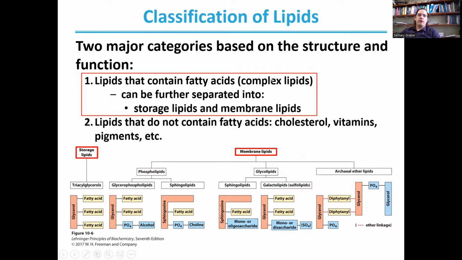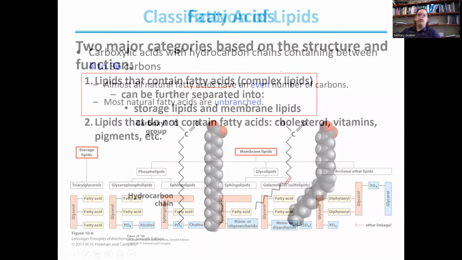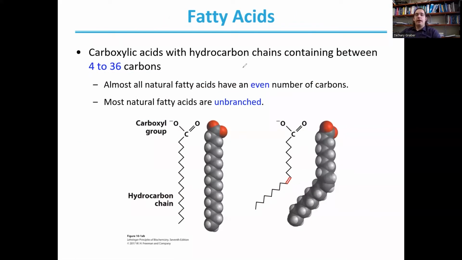Now, of course, in order to understand our complex lipids, it's important that we first understand our fatty acids. Fatty acids are carboxylic acids with very long hydrocarbon chains. Generally, our carbon chain length will vary between 4 to 36 carbons. We'll often have an even number of carbons in most of our natural fatty acids, and they'll normally be unbranched or linear chains of carbons. So here we see a couple of different examples.